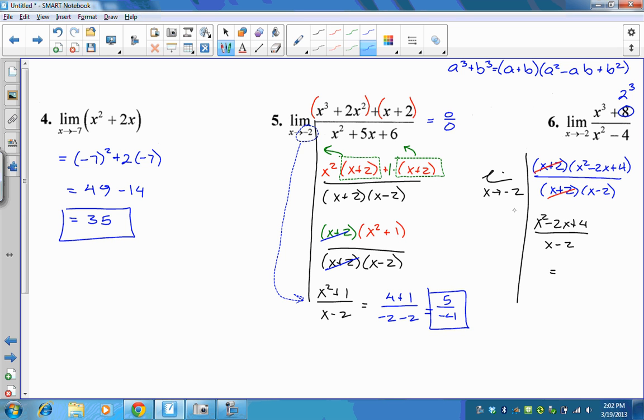And we should be able to plug in negative 2 now. So I'm going to take my negative 2 and plug it in for x. Negative 2 squared is 4. Negative 2 times negative 2 is plus 4, plus another 4, all over negative 2 minus 2, which is negative 4. It's a lot of 4's. That's 12 over negative 4, which is negative 3. So there's your answer to 6.